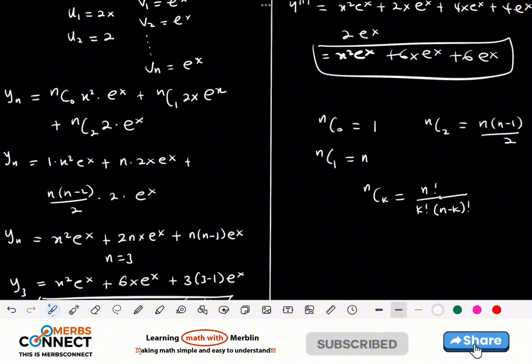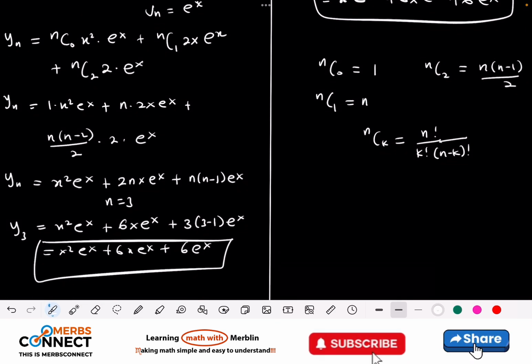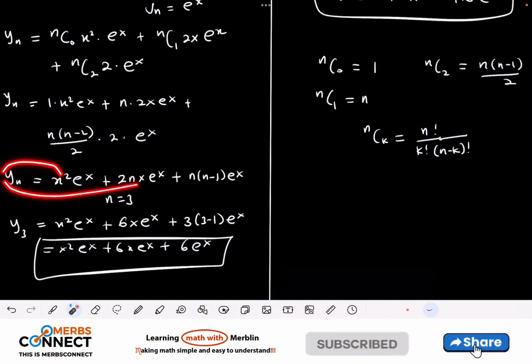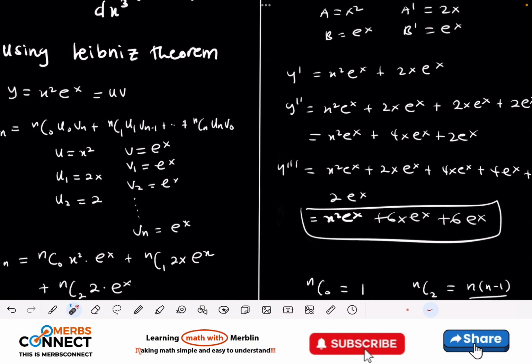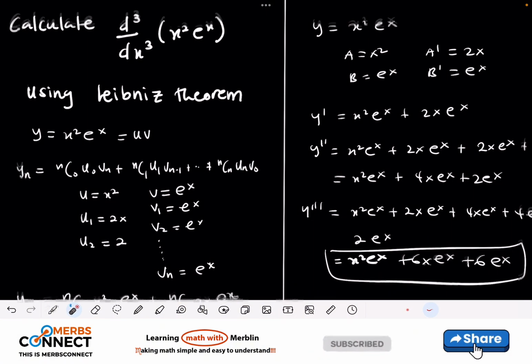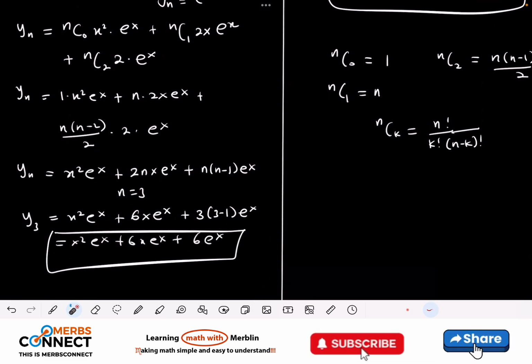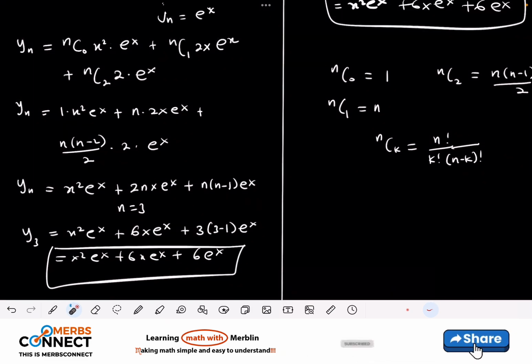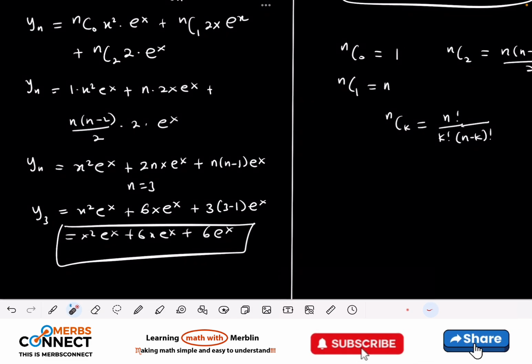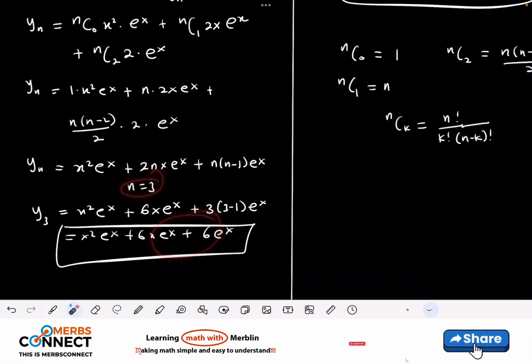When you are done finding your nth derivative, check the order. Is the question asking you to find the nth derivative? If yes, then fine. If no, this one was 3, so n was equal to 3, and we were able to find this one here.